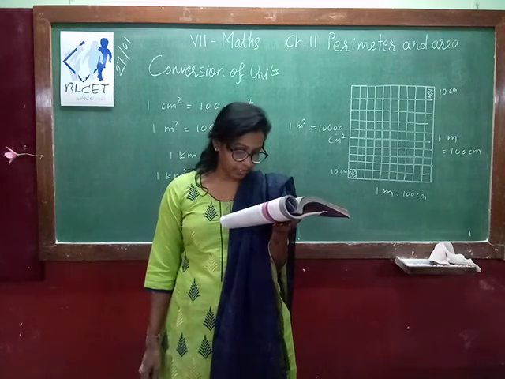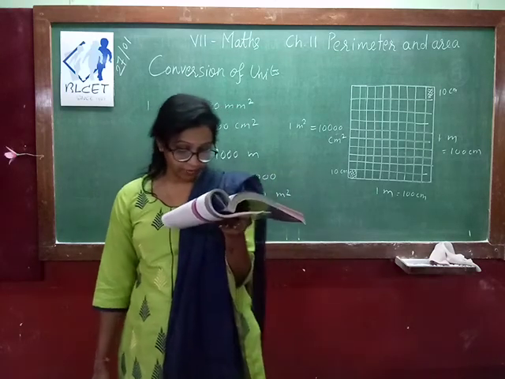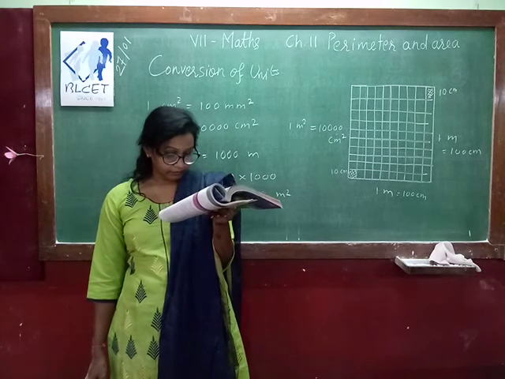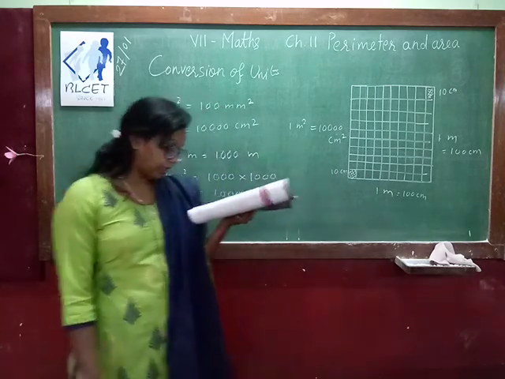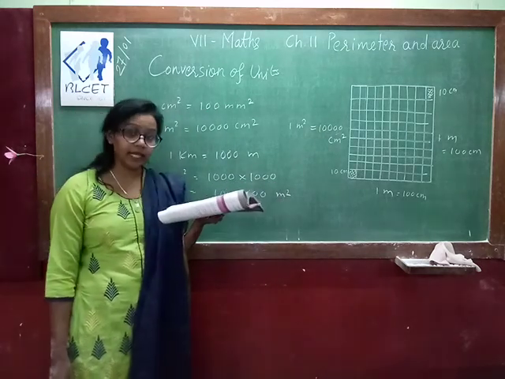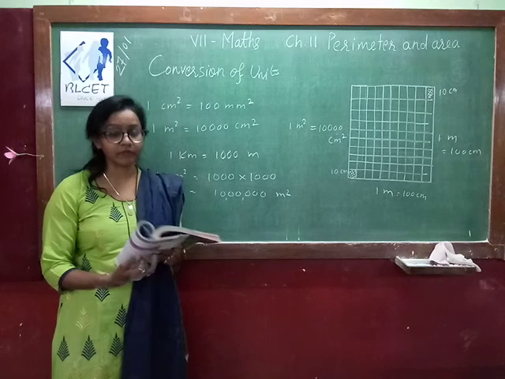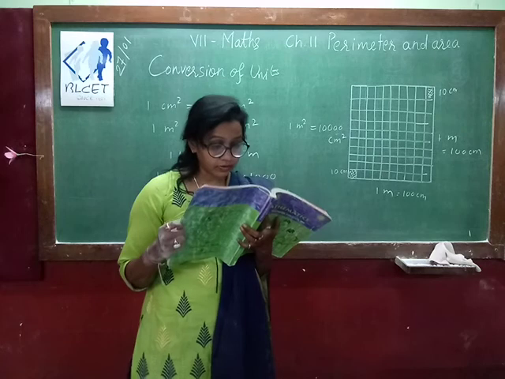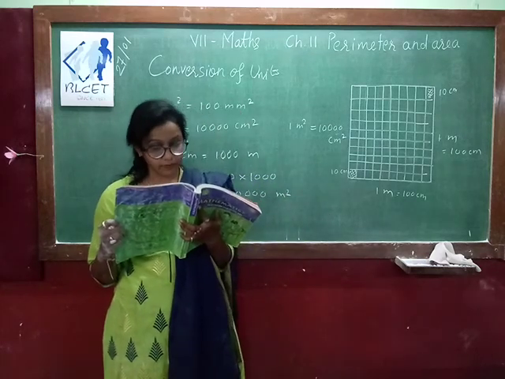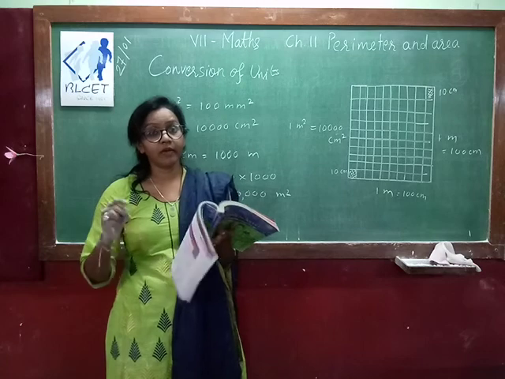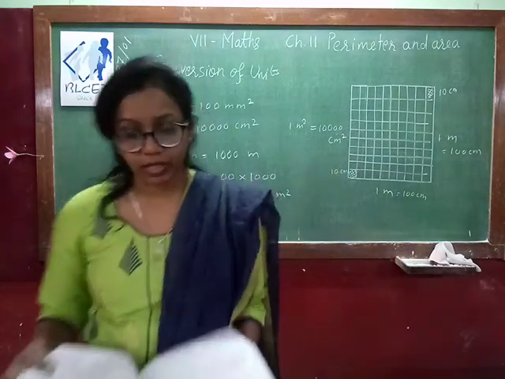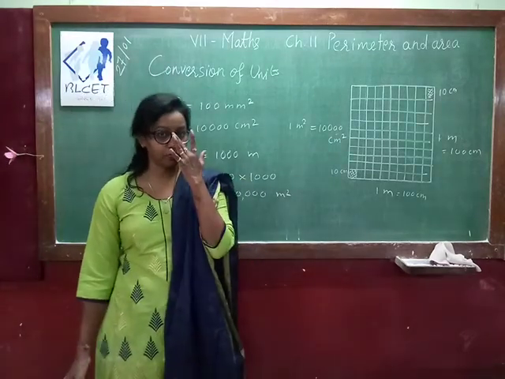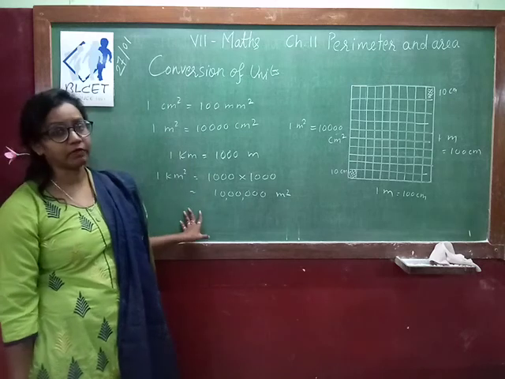Okay, so this way you can do the conversion of units by yourself. Same way, 1000 centimeter square is equal to 1000 divided by 10,000 meter square. So whenever you want to convert a smaller unit into a bigger unit, that time you have to do the division, and for bigger unit into smaller unit, that time you have to do multiplication. So this way we can do the conversion of units.